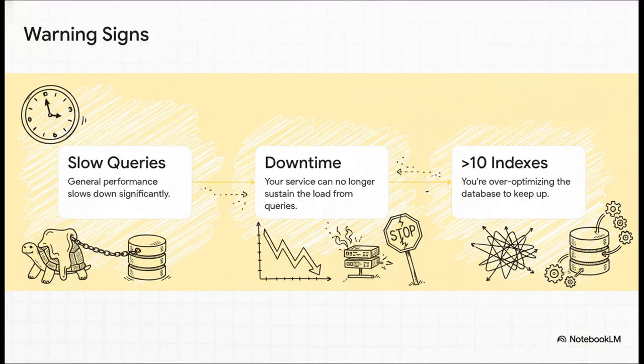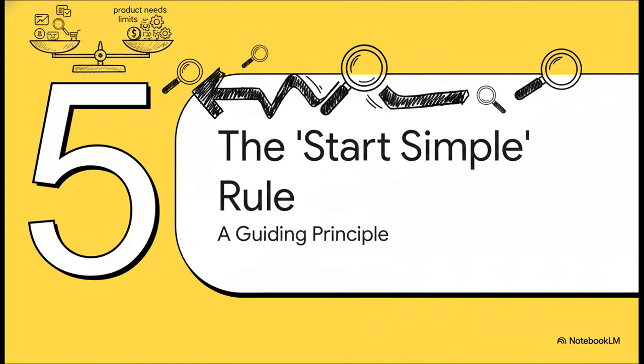Thankfully, the source gives us a super practical checklist of warning signs. First, things just get slow. Queries that used to be instant now take forever. Second, you start having downtime because complex queries are just knocking your database over. And third, and this is a great rule of thumb, if you find yourself adding more than 10 different indexes to a single database table just to keep things fast, you're fighting a losing battle. It's time to switch.